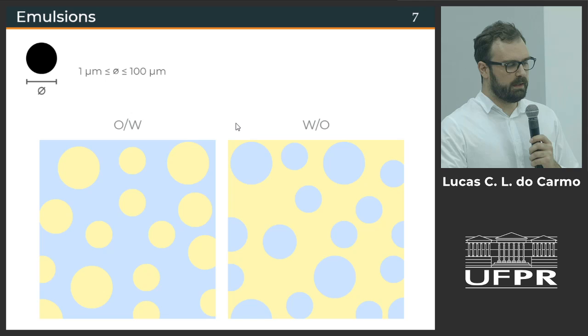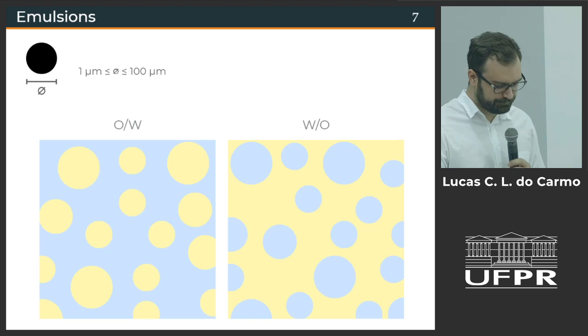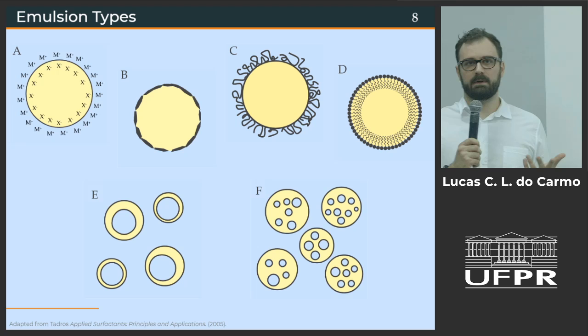And these are the structures. This is the system that composes creams and lotions that are used both for cosmetics and pharmaceutical products. Now, these emulsions can be stabilized by different types of stabilizers, different types of molecules or particles that can be used to stabilize them.